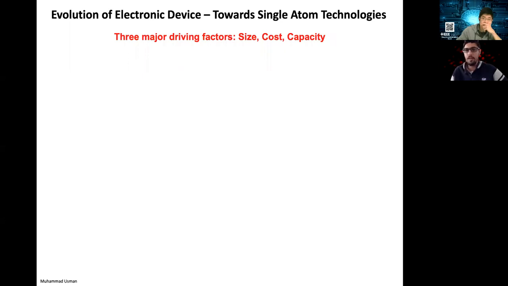So we want to make devices small, so size matters. We are trying to make devices smaller and smaller. We want to have cheaper devices, we want to reduce the cost, and we want to increase the capacity. So we want to pack more capacity into the same device.